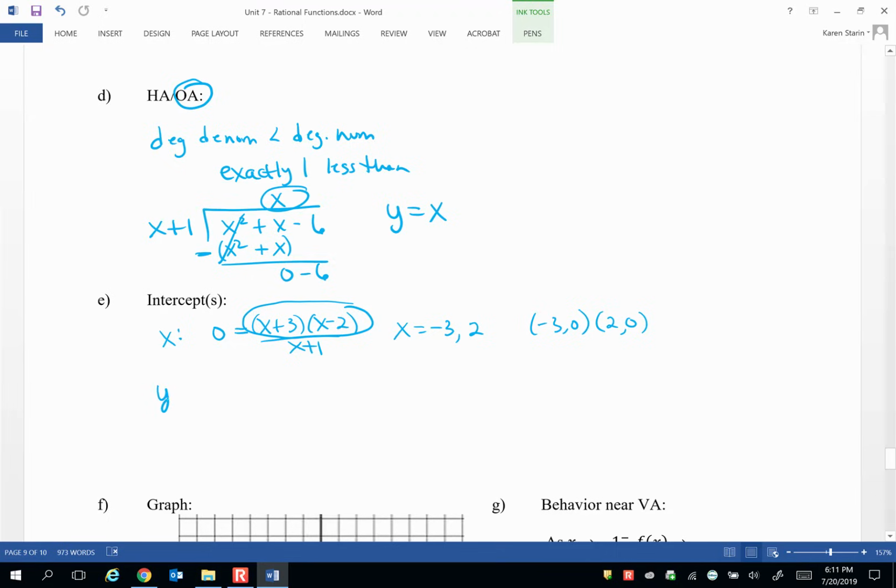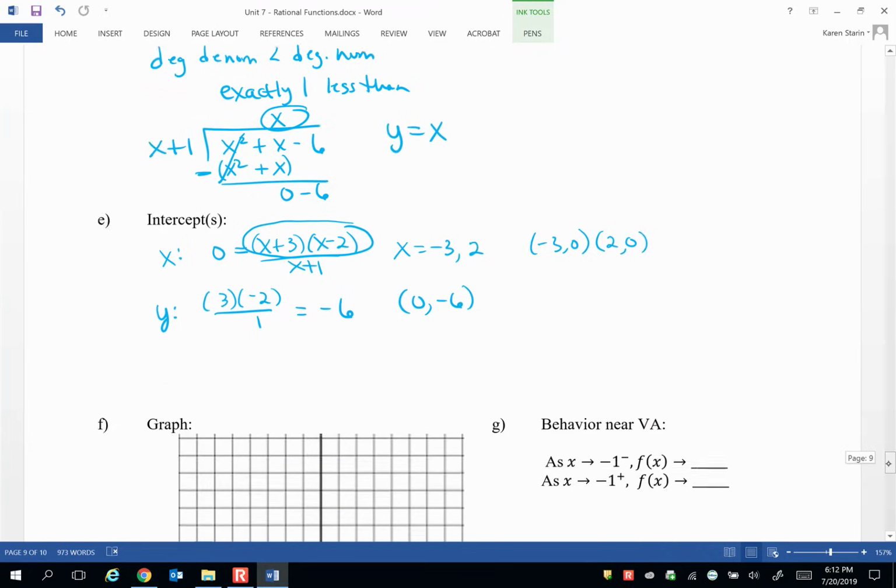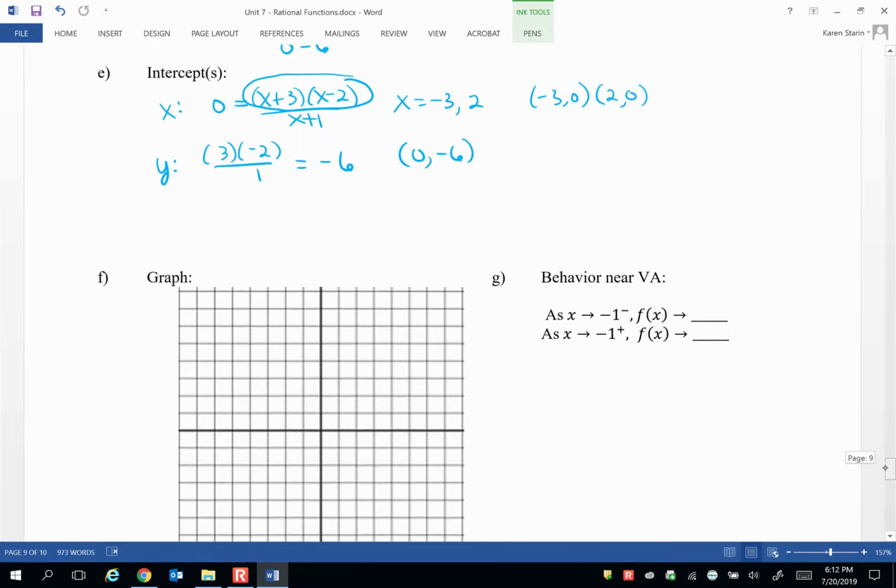Now the y-intercept, that means we plug in 0 for x. So plugging in 0 for x, I'm just going to do it in the factored form again. I'll have 3 times negative 2 over 1, so that's negative 6. So I have 0 comma negative 6 is the y-intercept. Now with this many points and with our vertical asymptote, we might be able to sketch this graph fairly quickly.